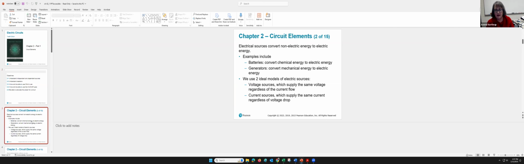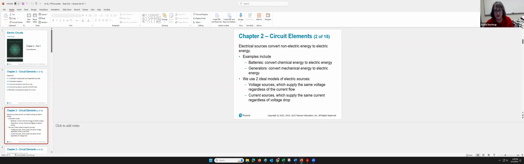So basically, electrical sources convert non-electrical energy to electric energy. And we had talked before about voltage being a separation of charge and current being a movement of charge. So electrical sources that convert non-electrical energy to electric energy include batteries, which are associated with a voltage and convert chemical energy, whether it's a lead acid or a lithium ion battery, that sort of thing. Whatever it is, it stores energy in a chemical form and then converts it to electric energy, or a generator, which converts mechanical energy to electric energy.